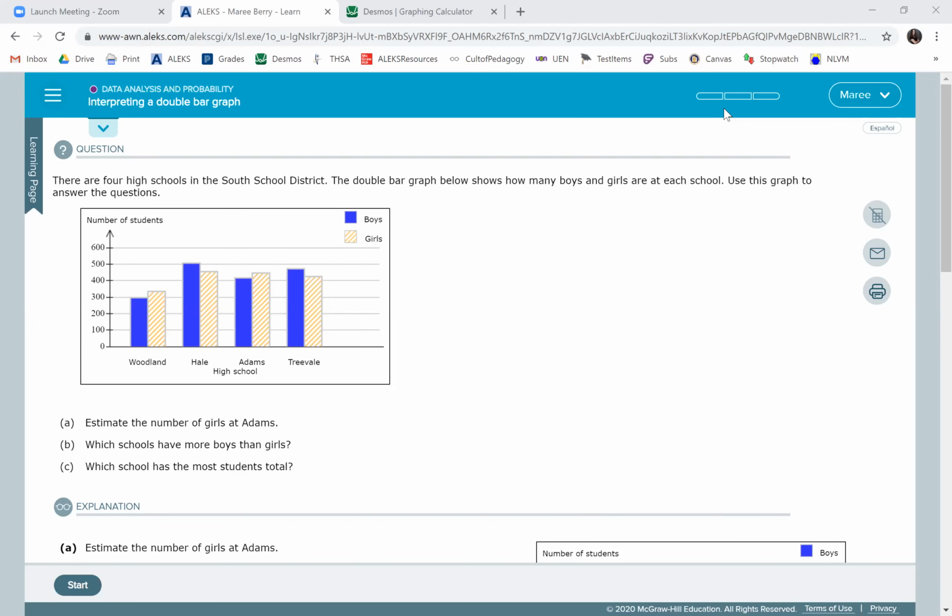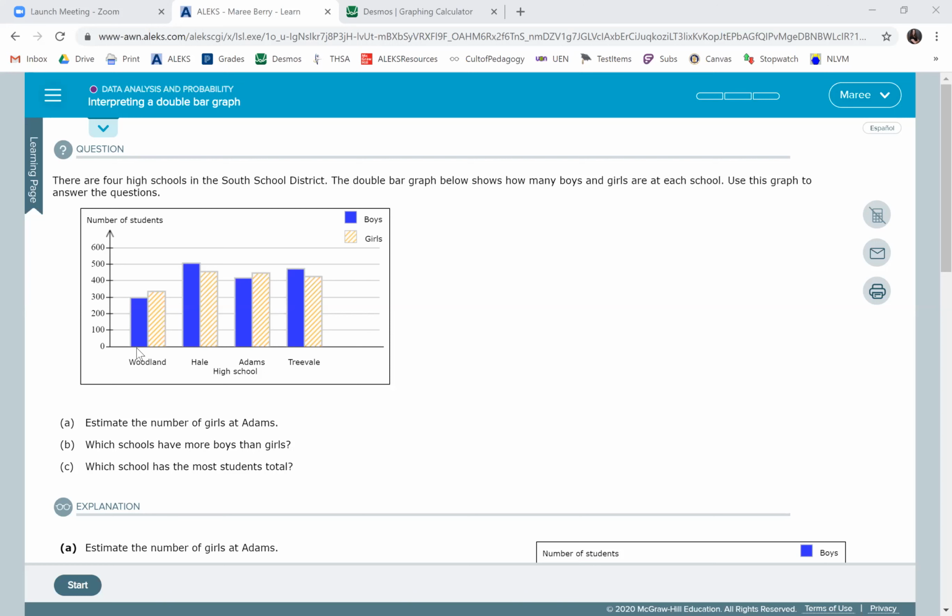Okay, we're going to look at double bar graphs. It's called a double bar graph because there are two different bars for each independent variable. In this case, we're talking about schools, and then they distinguish between the number of boys and the number of girls at each school. And then they just have some questions about it.